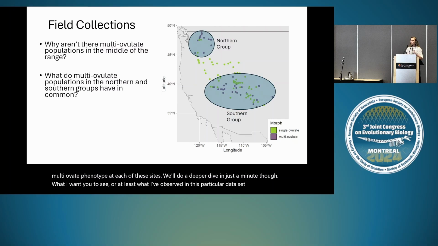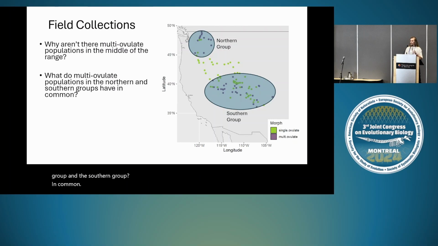What I want you to see, or at least what I've observed in this particular data set, is that there appears to be these two different clusters, one in the north and one in the south, that I'm calling the northern group and the southern group. And there doesn't appear to be any multi-ovulate populations in the central part of this range, which is really curious. And so some of the questions I have surrounding this that I unfortunately don't yet have answers for are, why aren't there multi-ovulate populations in the middle of the range? And what do the northern group and the southern group have in common?